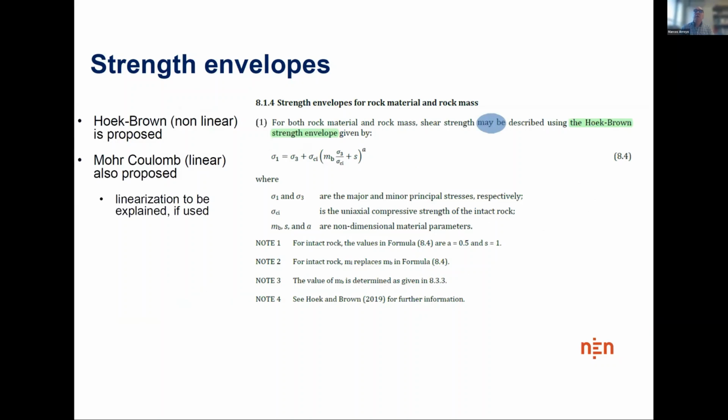Then strength envelopes are proposed for rock material and rock mass. The one that is suggested is a nonlinear envelope, the Hoek-Brown strength envelope. I suppose that is familiar to most of you. It is described here, and some of the notes describe how some of these parameters are evaluated in some cases. This nonlinear envelope can be linearized, and you can also use linear Mohr-Coulomb envelopes to describe the strength of rock material and rock mass.